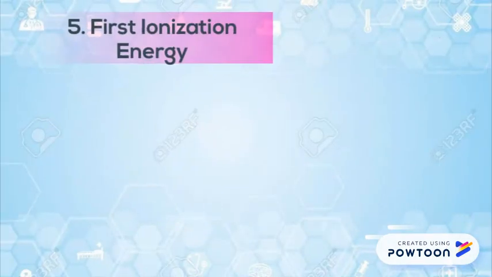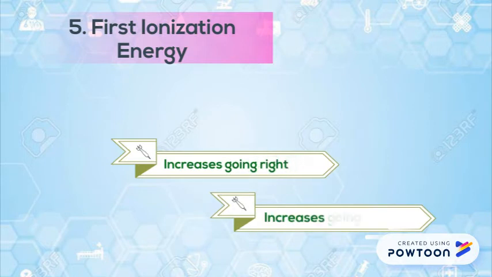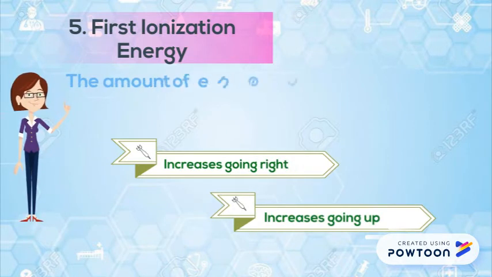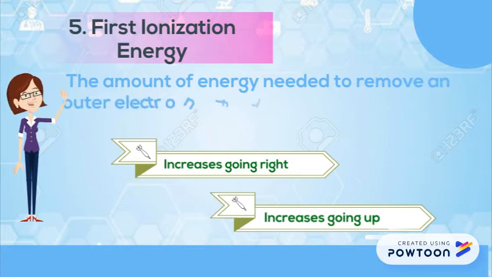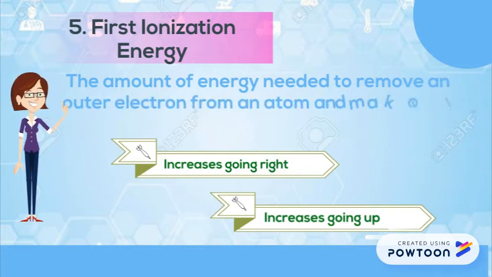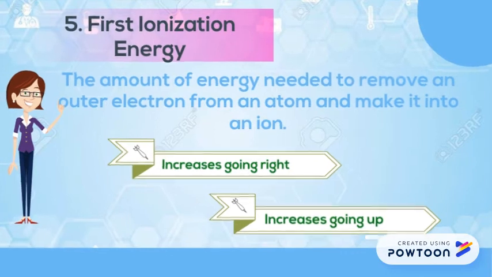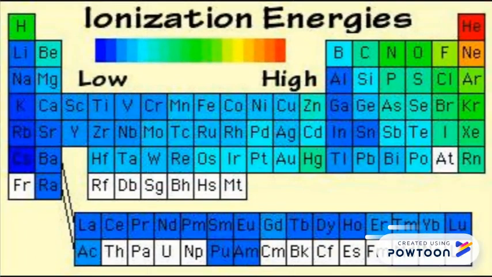Number five, first ionization energy. The amount of energy needed to remove an outer electron from an atom and to make it into an ion. It increases going right because there are more protons in the nucleus pulling in electrons, so it requires more energy to remove an outer electron. It increases going up because there are fewer energy levels and less shielding, so the outer electrons are more tightly held by the nucleus.